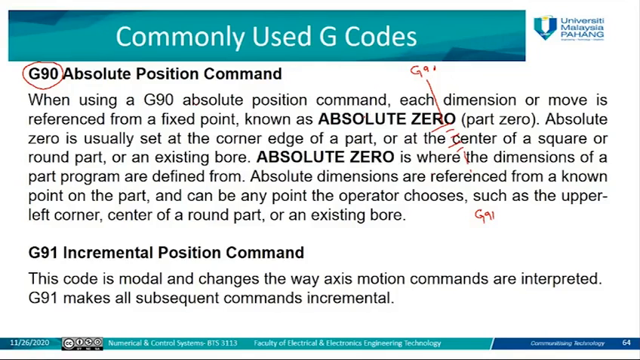Absolute coordinates mean we use the zero point, X0, Y0, Z0, as a reference point. Then it will measure the next position with respect to the zero point. But in incremental, it will use the previous point as its reference. The first starts from 0, 0, then it goes to the next point. This point becomes the reference for the next point, and so on. If I want to use incremental coordinates, I should use G91. If I want to use absolute, I need to use G90.